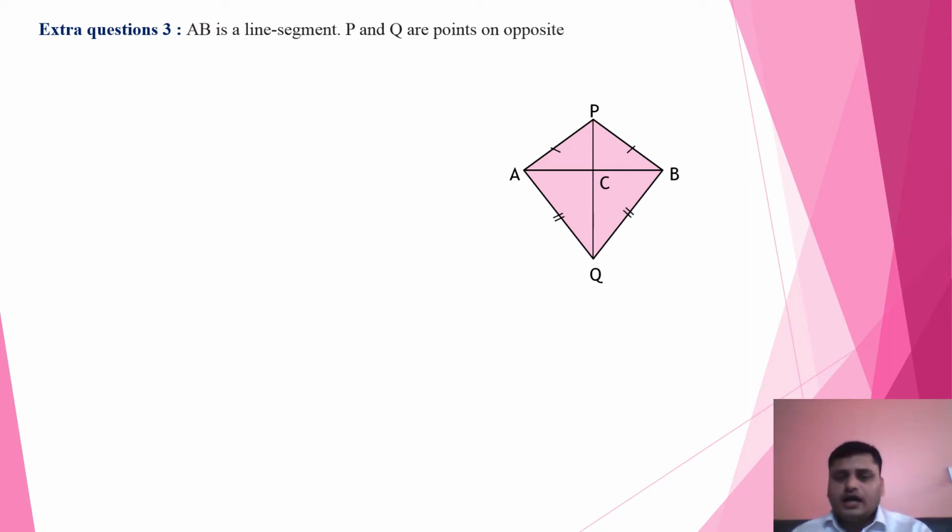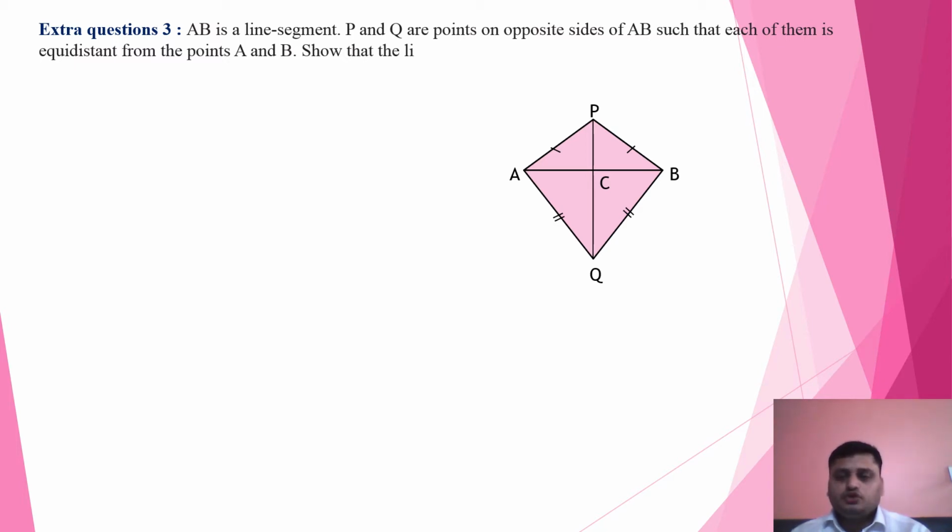P and Q are points on the opposite sides of AB. It means one point P is on one side of AB, and another point Q is on the other side of AB, such that each of them is equidistant from points A and B. Equidistant means equal distance. When we differentiate this word, equi means equal, and distance. So we can say that these points P and Q are equidistant from points A and B.